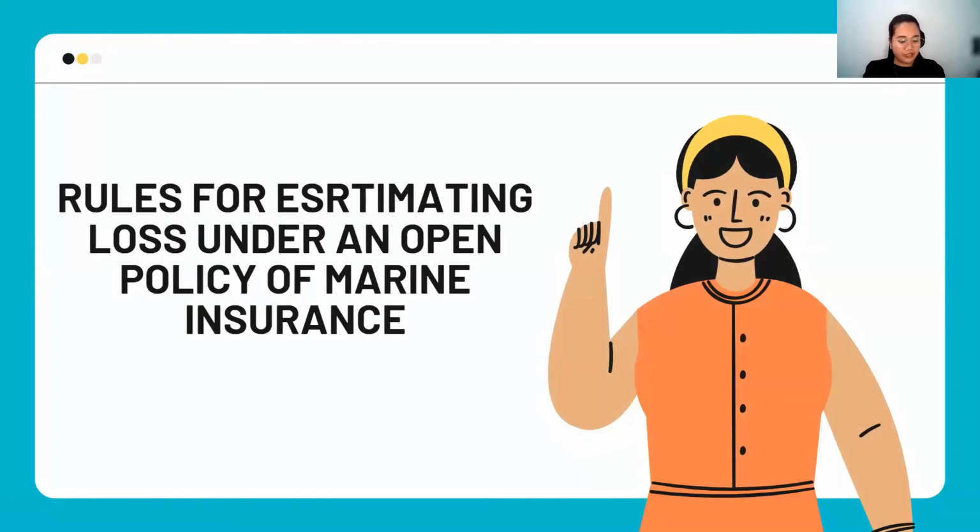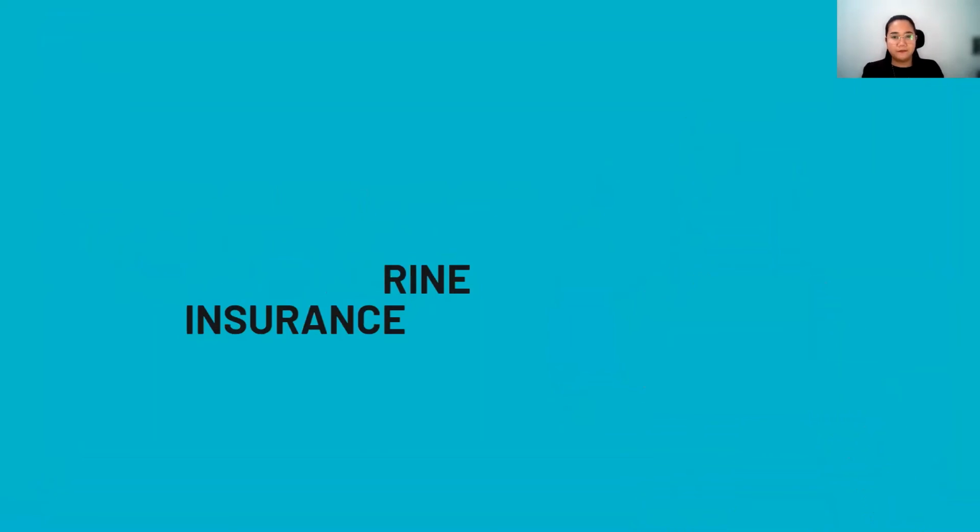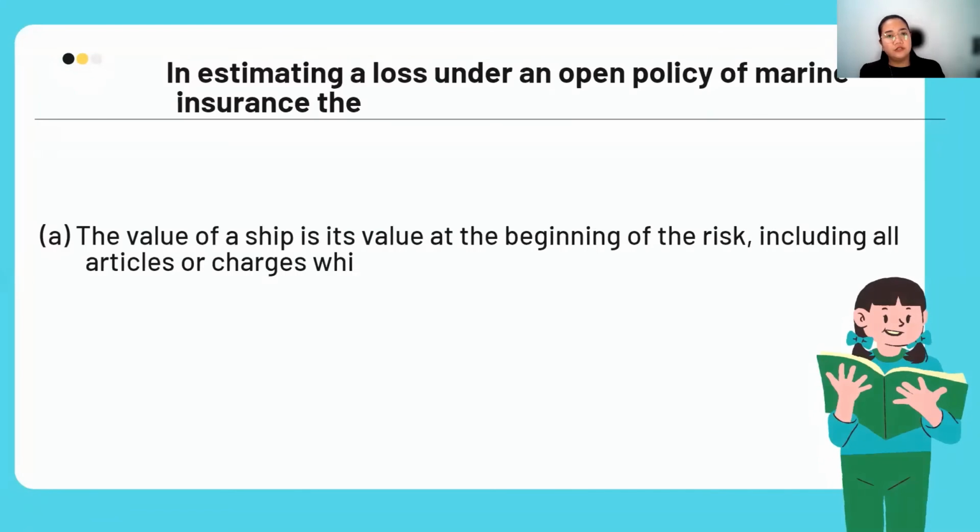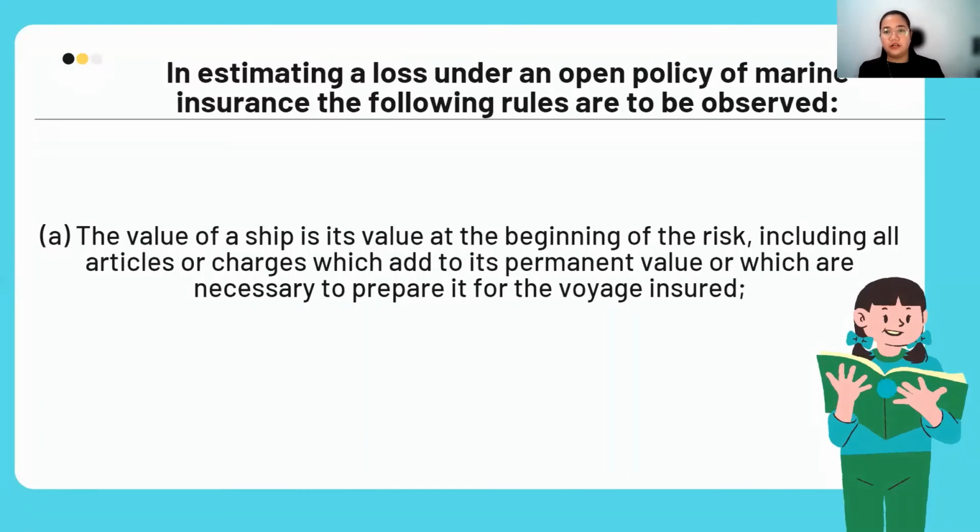So, rules for estimating loss under an open policy of marine insurance. In estimating a loss under an open policy of marine insurance, these following rules shall be observed. First, the value of the ship is its value at the beginning of the risk, including all articles or charges which add to its permanent value or which are necessary to prepare it for the voyage insured.